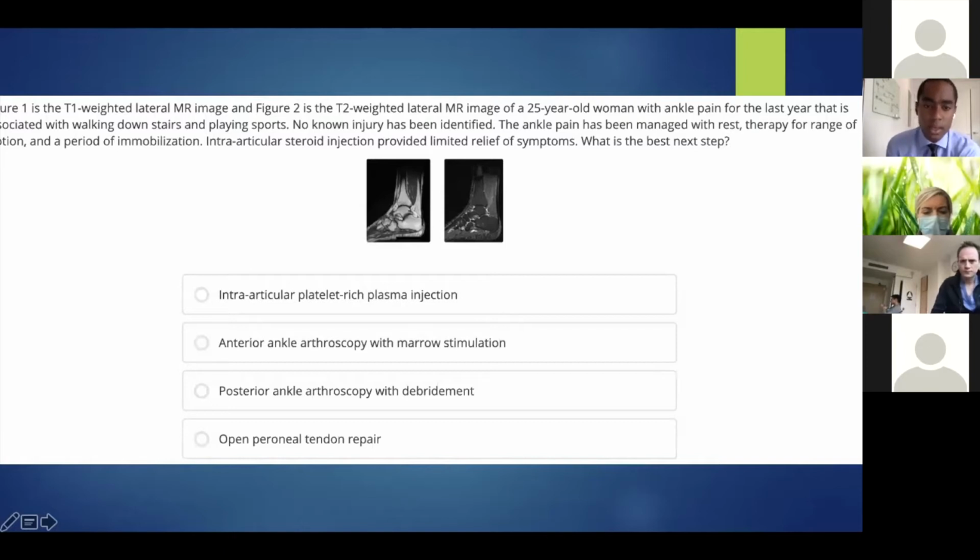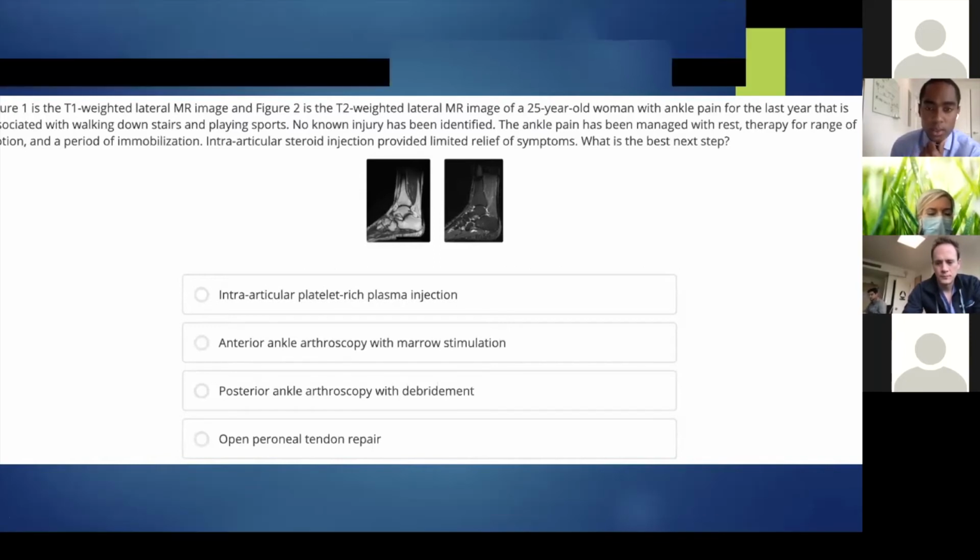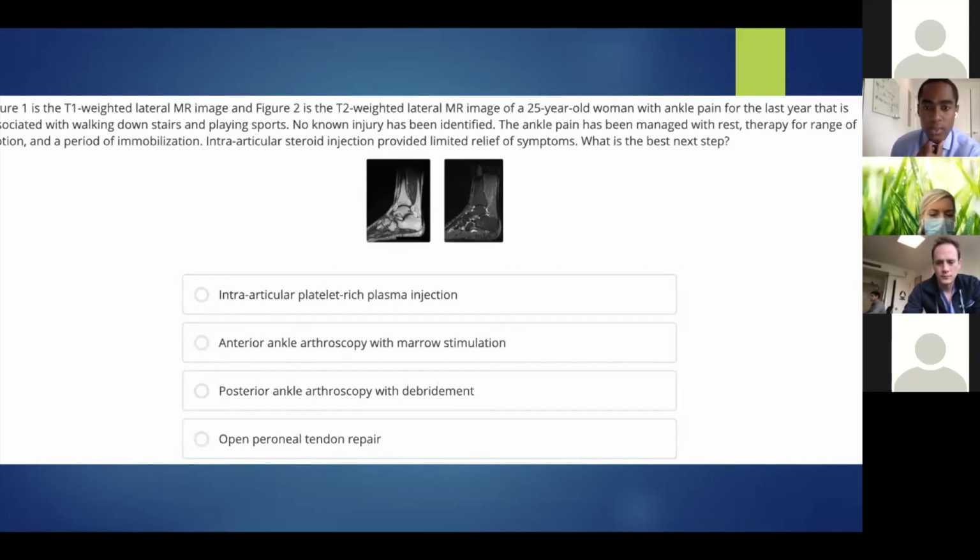So looking back at our choices: PRP, ankle scope, posterior ankle scope, posterior tendon repair. I would favor, so she's already had an injection, I wouldn't go for PRP. So I would consider a scope to see if we can get to that fracture fragment and try to debride it.